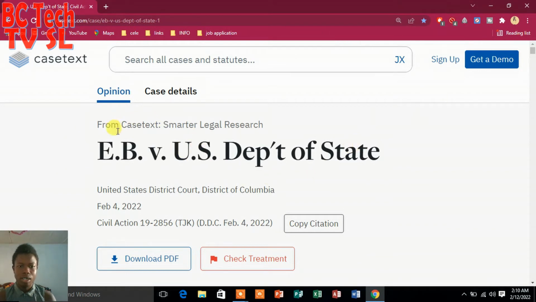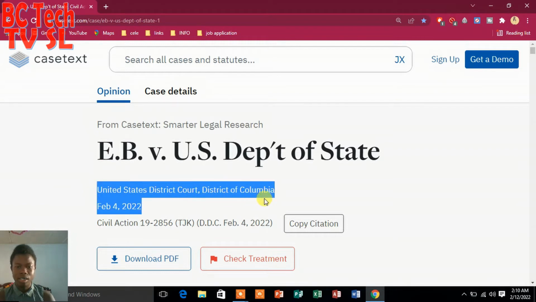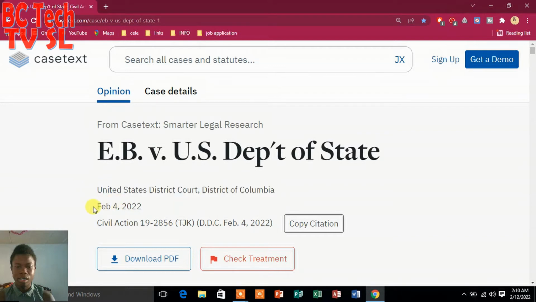As you can see here, it says EBV, US Department of State, United States District Court, District of Columbia. This is from February 4th, 2022. Civil Action 19-2856 (TJK), DDC, February 4th, 2022.